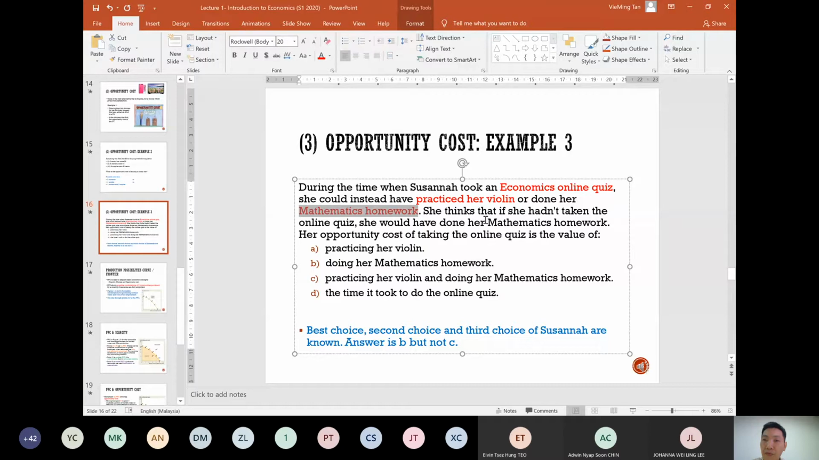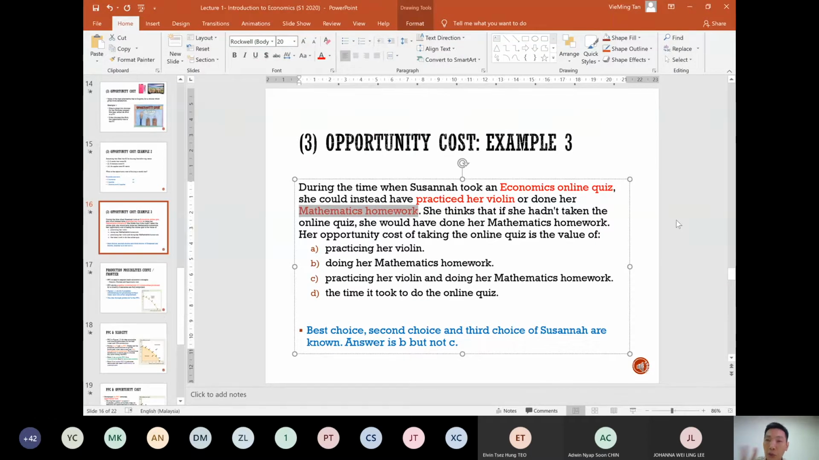Because for this question, we don't know among these 3 activities which one is the second option, which one is the third best option. But we know that the best option is, in this case, the economics online quiz. So in this case here, the answer for opportunity cost can be the time used to practice the violin or time used to do the mathematics homework. Okay, so there are 2 possible answers in this case here.